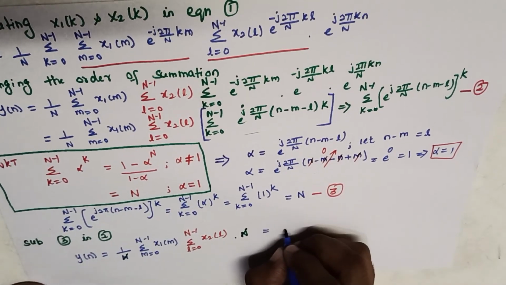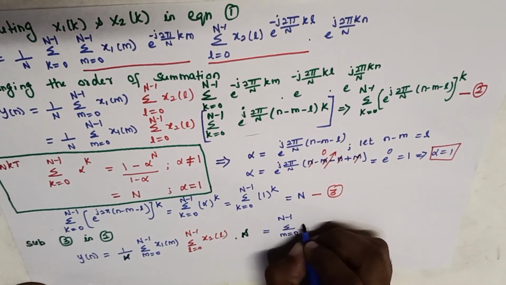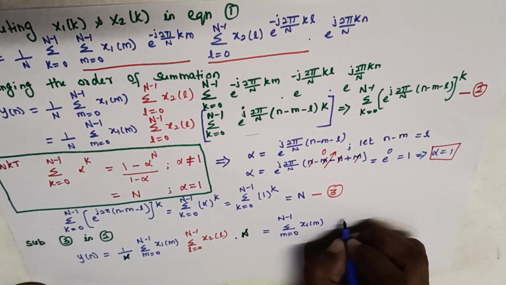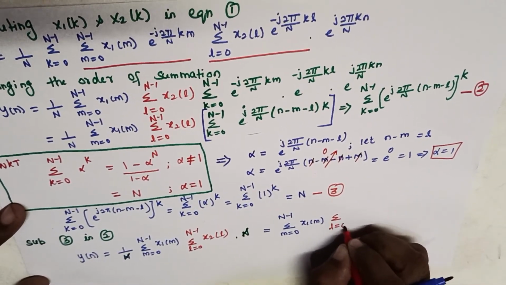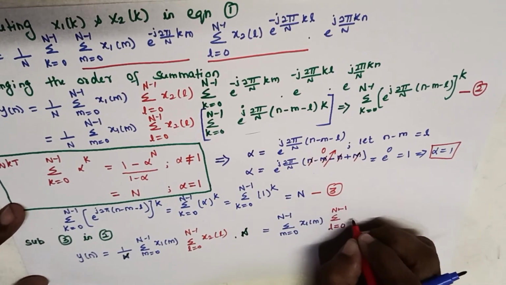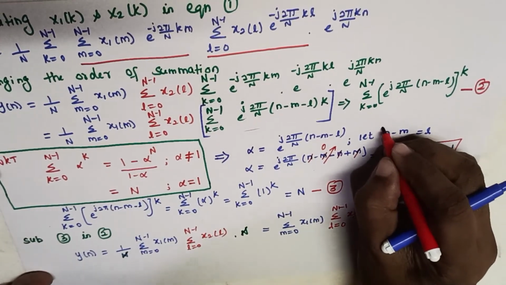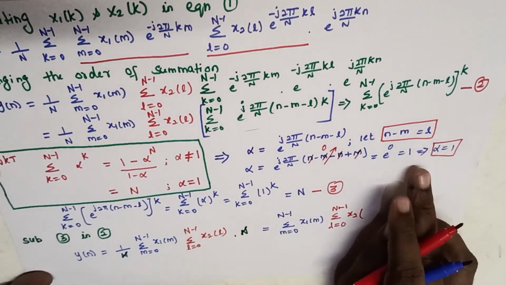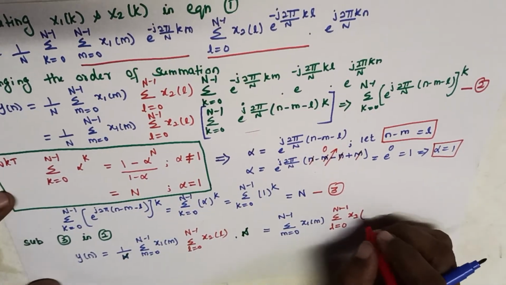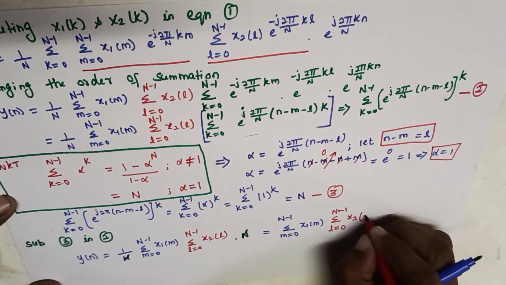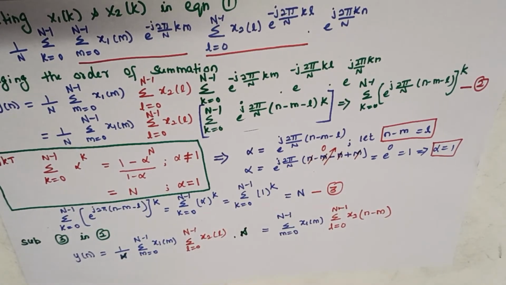And the equation becomes summation m is equal to 0 to n minus 1 x1 of m, summation L is equal to 0 to n minus 1 x2 of, we have assumed L as n minus m. L we have taken as n minus m. So here again I can write, instead of L, n minus m. We are left with these two summations.